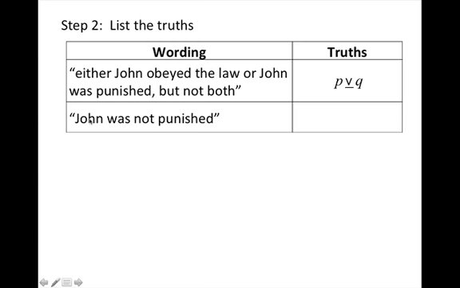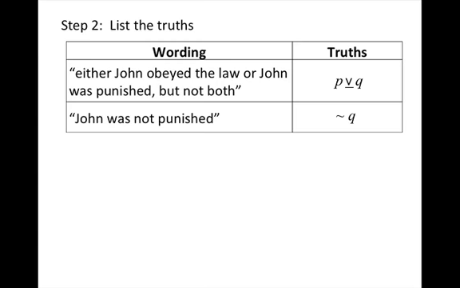Next, John was not punished. Well, John being punished was my Q, so John not punished is my not Q. Now, if you notice, this table doesn't have any contrapositives. It doesn't have the column for contrapositives because I didn't have any implications. I didn't have any if-then statements.